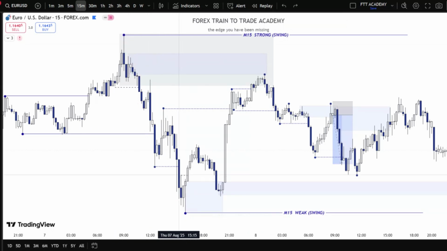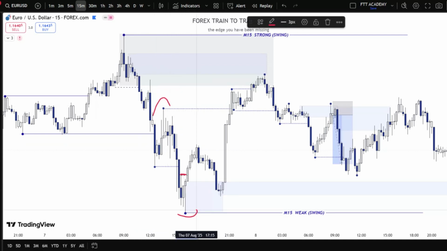We later had a change of character here because this was our last internal strong and this was our last internal weak here. So this change of character was just to facilitate the pullback, maybe to this supply level here or to this supply level here. So what happened? When the market gave this change of character here, it now pulled back to the demand level of that change of character and went now to this level.